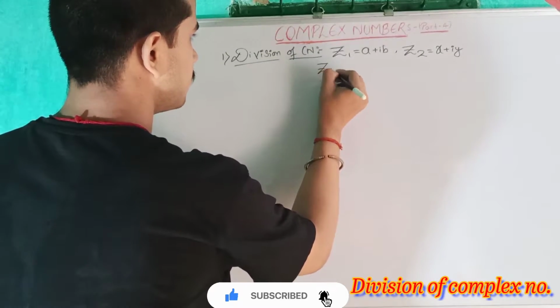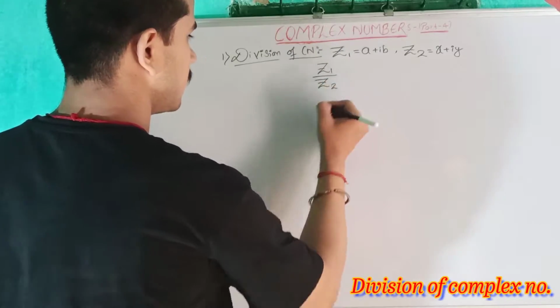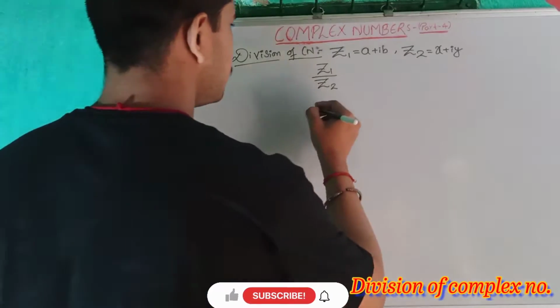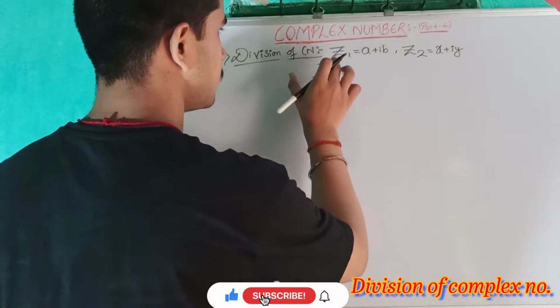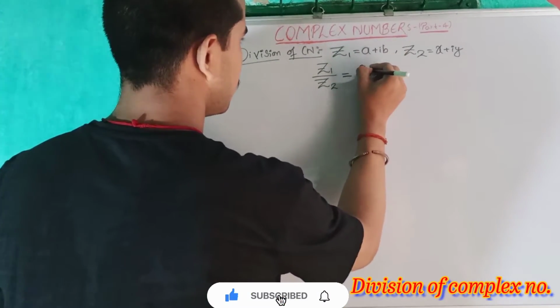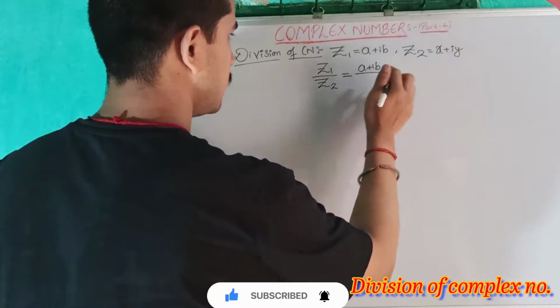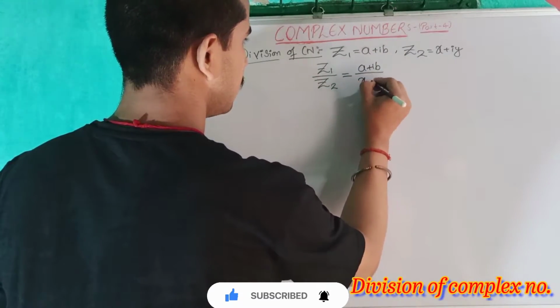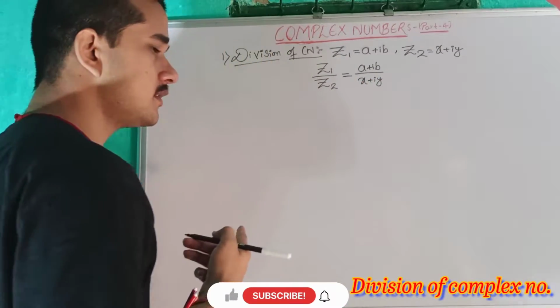We can have z1, the first complex number, in the numerator, and z2, the second complex number, in the denominator. Having them in numerator and denominator, putting in their values is quite easy. z1 is the first one, so a plus ib in the numerator, and z2, that is x plus iy, in the denominator. Quite easy.